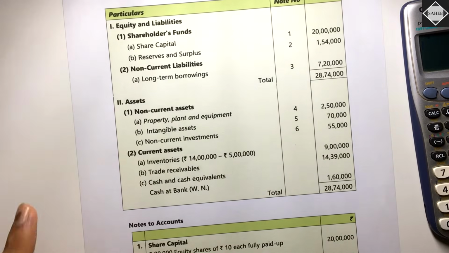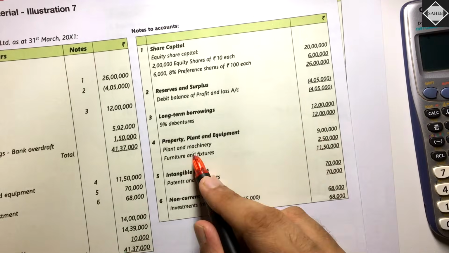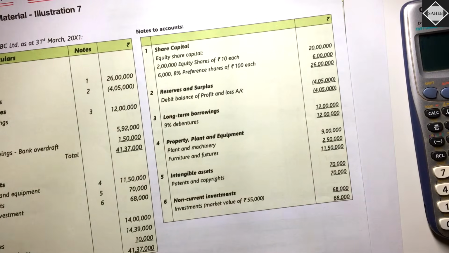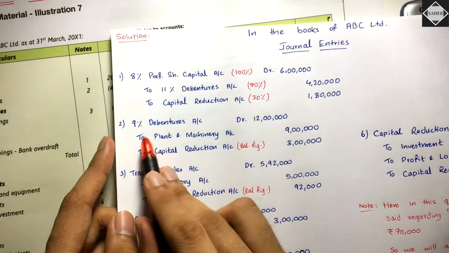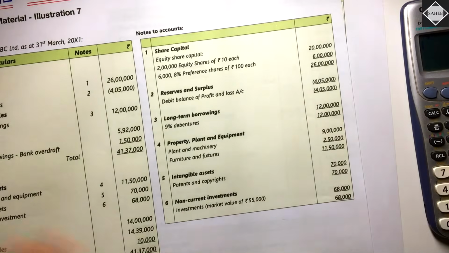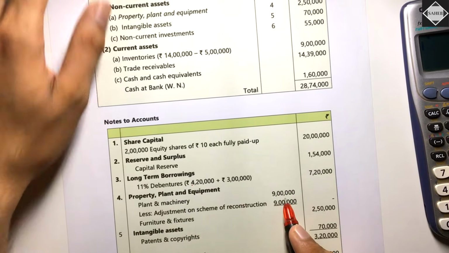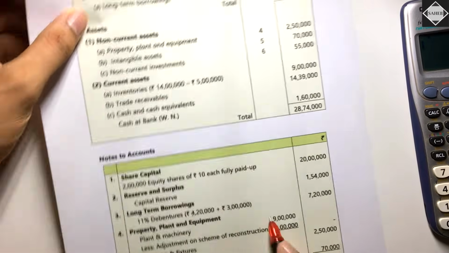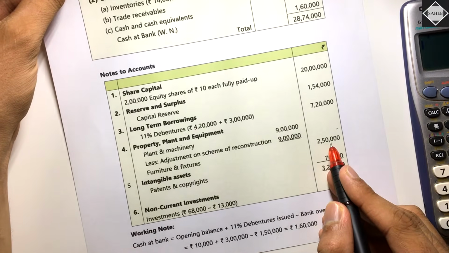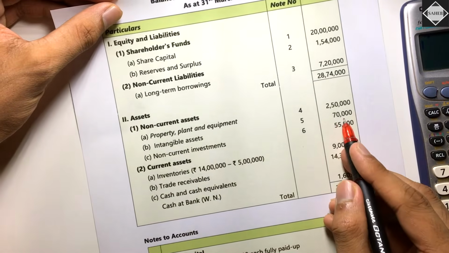How is it 2,50,000? Understand, previously in the balance sheet, in property, plant and equipment, we had plant and machinery of 9 lakh and furniture and fixtures. But the 9 lakh plant and machinery has been taken over by the debenture holders. So plant and machinery is gone, it's no more there in our balance sheet, so we have to remove that from there. See here, plant and machinery 9 lakh less adjustment on scheme of reconstruction has been subtracted, so 0. Only furniture and fixtures are there of 2,50,000. Clear? Easy.